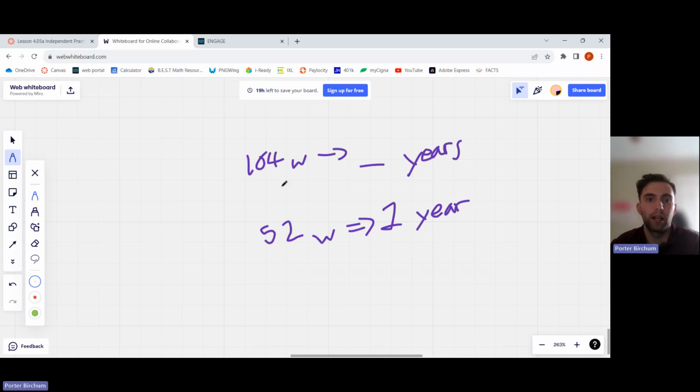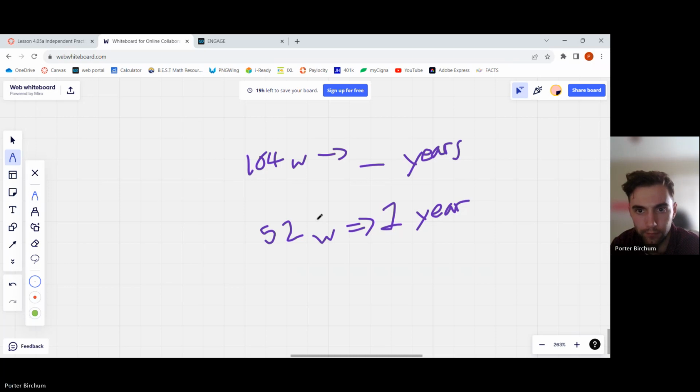Now I can't multiply 104 by 52 for a couple of reasons. The year number is always smaller than the week number. And if I do 104 times 52, that's not going to give me a number smaller than 104. Tough.